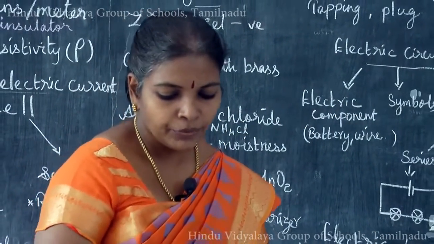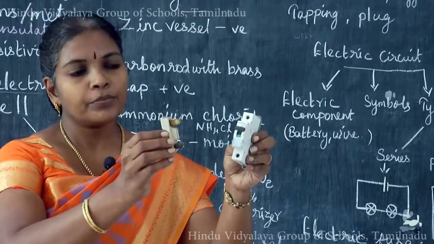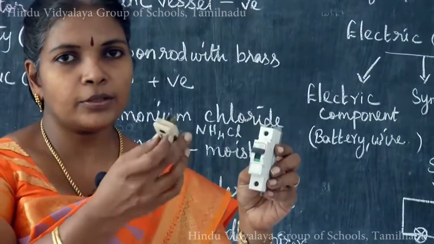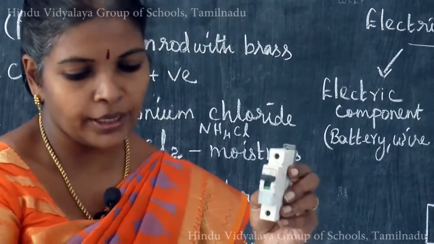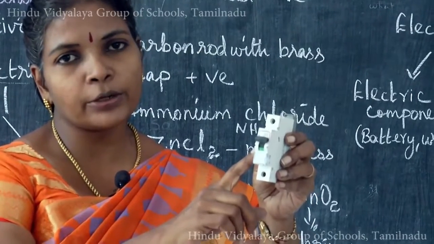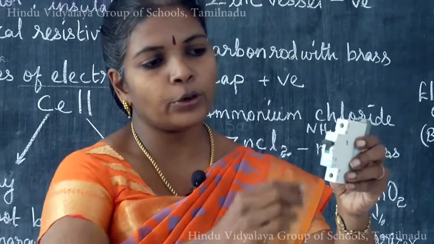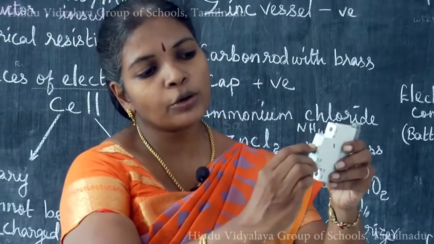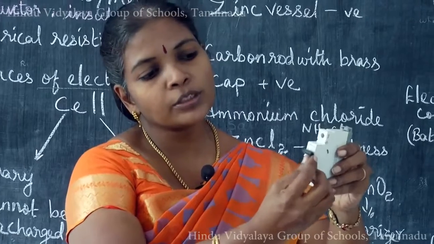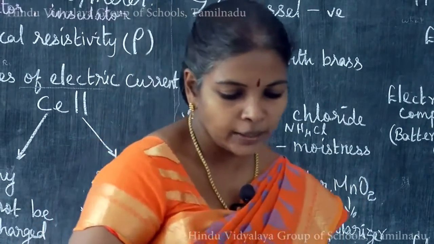But nowadays, this type of electric fuse is replaced by miniature circuit breaker. Have you seen this? Instead of the electric fuse, nowadays in household wiring, they are using this type of circuit breaker. When heavy current flows through the circuit, it automatically switches off. To resume electric power, we have to switch it on. Understand? So, this type of circuit breaker is mostly used.